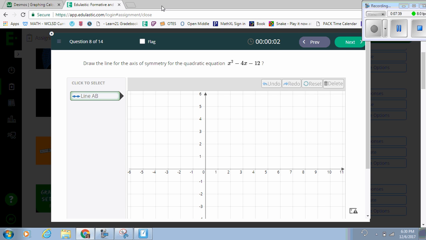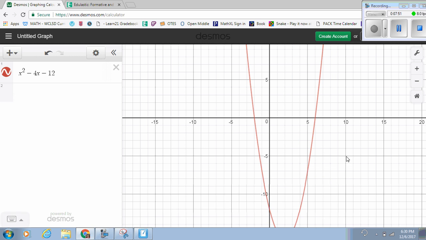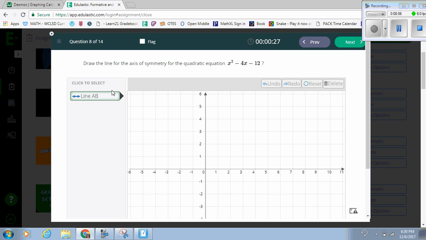Draw the line for the axis of symmetry. Okay, I'm going to graph this one. x squared minus 4x minus 12. Okay, so we talked about the axis of symmetry being a line that's vertical at the x value of the vertex. So here's our vertex down here. It's a minimum since the parabola is facing up. Its x value is 2, so we're going to make a straight line vertical at x equals 2. So I just move my point anywhere up and down here. So I'm going to make it right here.